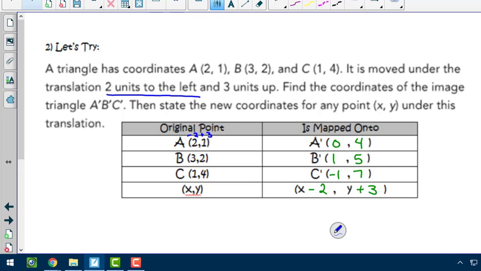So 2 minus 2 would give me that 0 in A prime, and 1 plus 3 is 4. So you can see those are here. 3 minus 2 is 1, and 2 plus 3 is 5. 1 minus 2 is negative 1, and 3 plus 4 is 7. Any point would be the coordinates x minus 2, comma, y plus 3.